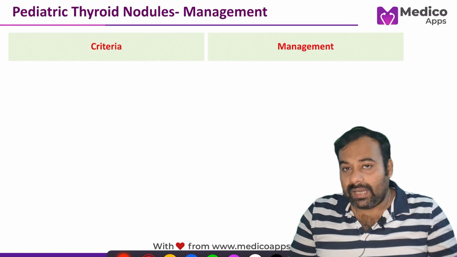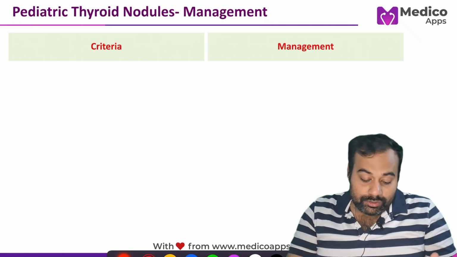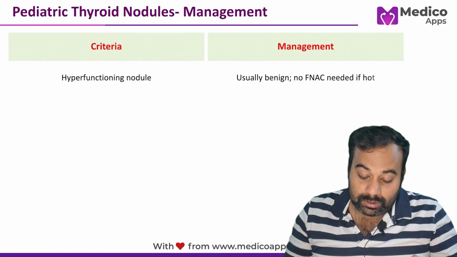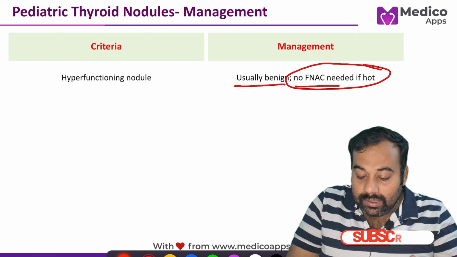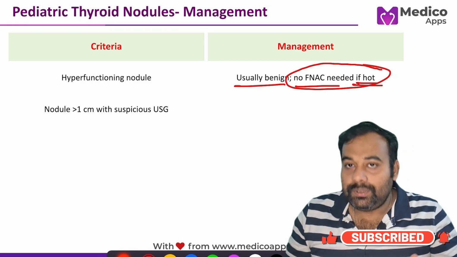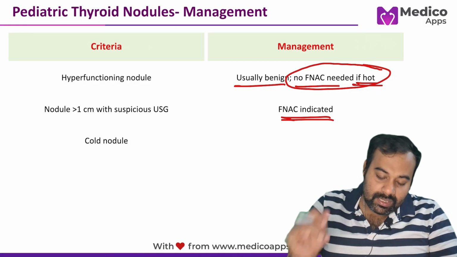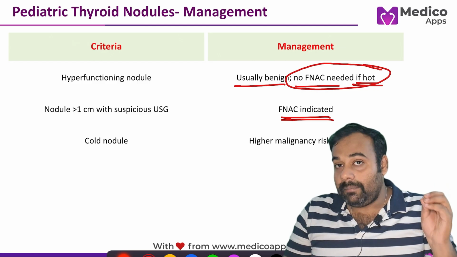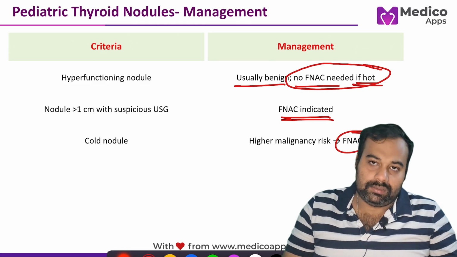So here are a few criteria and a few management steps given to you in a nutshell, right? It starts with a hyperfunctioning nodule. Simple. You should follow up such a patient. They are usually benign, no FNAC needed if the patient is showing hot nodules. More than 1 centimeter nodule size with a suspicious lesion in the USG, yes, you do need to go for the FNAC. Here the FNAC is pretty much indicated. Then your cold nodule. A cold nodule basically poses the maximum risk of malignant transformation. So here FNAC is a must.